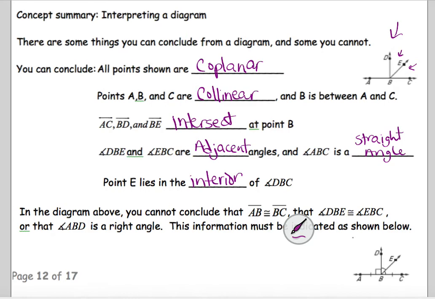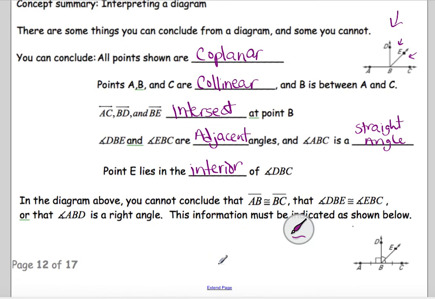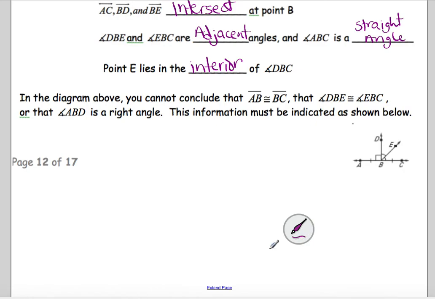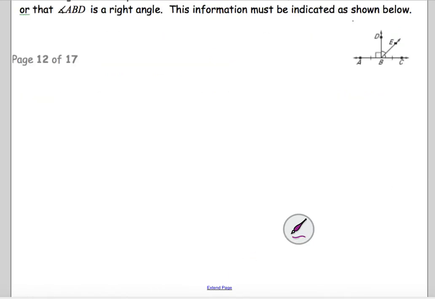So let's see if I've covered everything in this little summary down here. In the diagram above, you cannot conclude that AB and BC are congruent. Yep, I said that. You cannot conclude that DBE is congruent to EBC because there are no markings to represent that. And you can't conclude that ABD is a right angle even though it might look like it. The information has to be indicated like it is in this picture for you to make those assumptions.